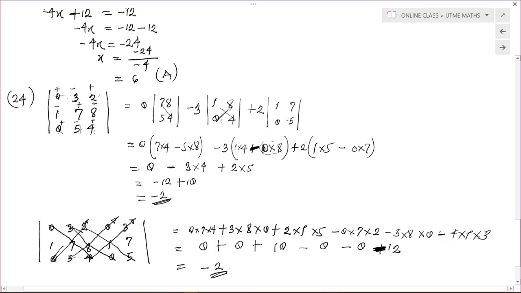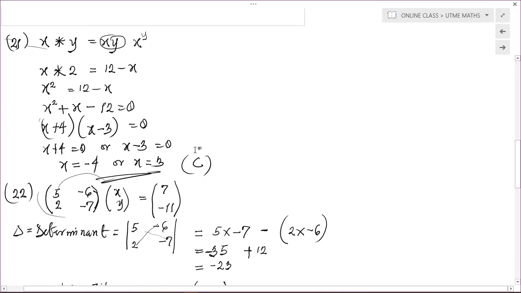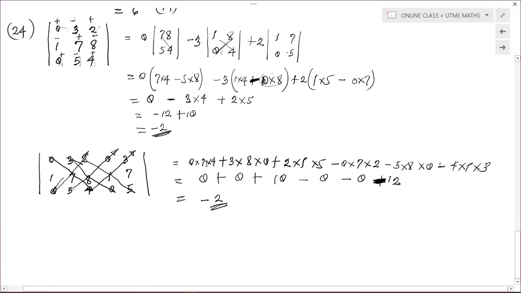So anyhow you do it, you still get it. Those are the two formulas for determinant. Now, our answer there is A. Number 25.